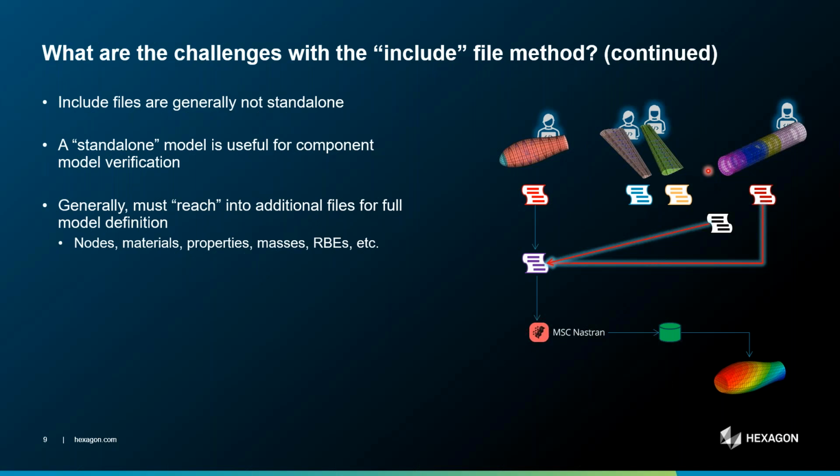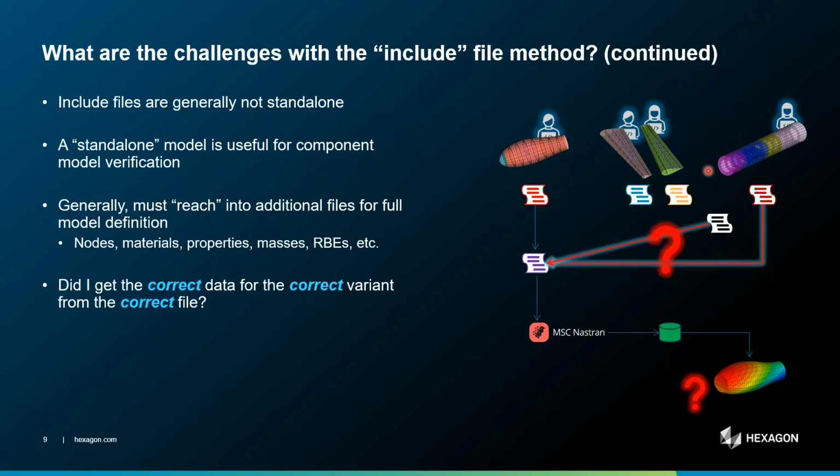Since it's not standalone, I generally have to reach into additional files for the full model definition. Whether it's to get those interface nodes or materials or properties or masses or RBEs, I have to go and get that from somewhere else so that I can just run my component to verify it and check it out. And at this point, I have to ask myself the question: did I get the correct data for the correct variant from the correct file?